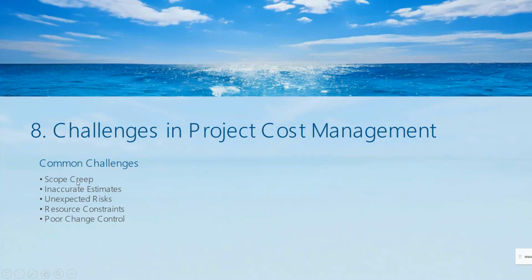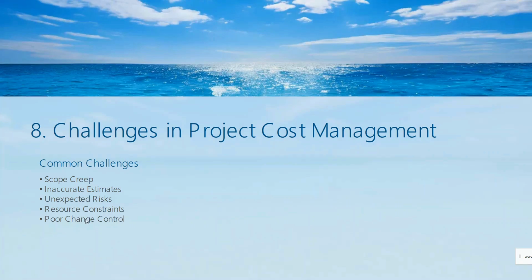Common challenges: scope creep. If the scope of the project changes without proper adjustment to the budget, it can lead to cost overrun. Inaccurate estimates: if cost estimates are not accurate, it can result in a budget shortfall. Number third, we have unexpected risk. Unforeseen risks or issues may cause cost to exceed the budget, requiring adjustment or reserves.